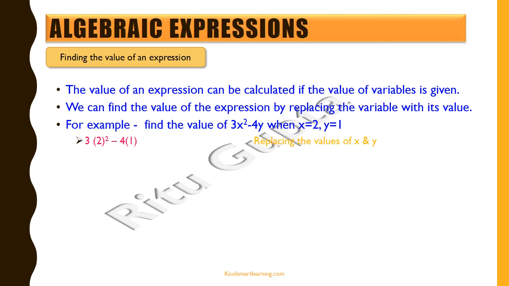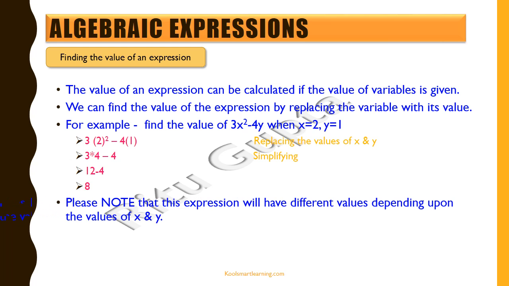So 3x² becomes 3 into 2², minus 4 into y, which is replaced by 1, so we say 4 into 1. So this becomes 3 into 4 minus 4, that is 12 minus 4. That gives us the value of this expression as 8 when x is equal to 2 and y is equal to 1. Now please note that this expression will have different values depending upon the different values of x and y.